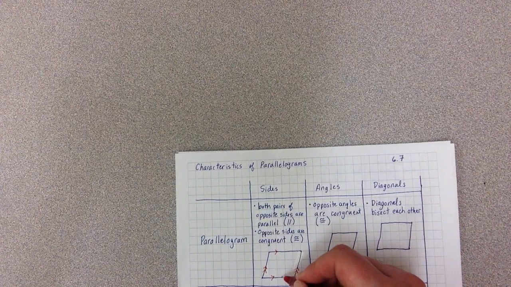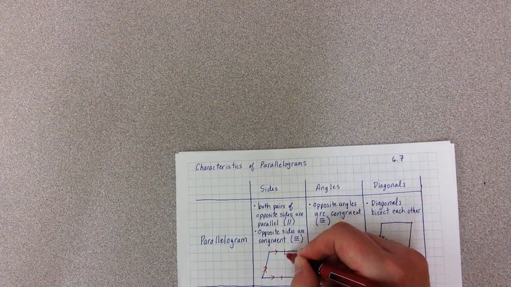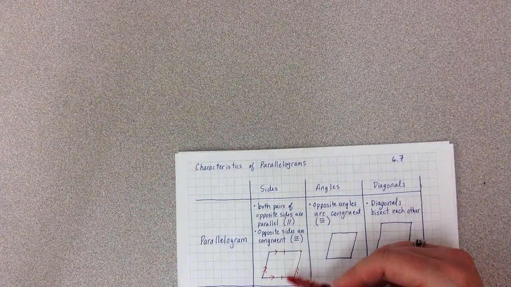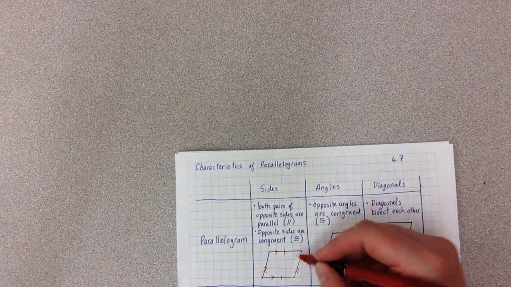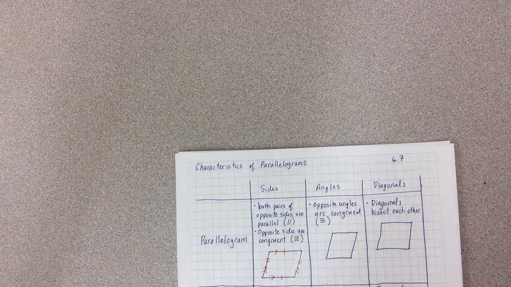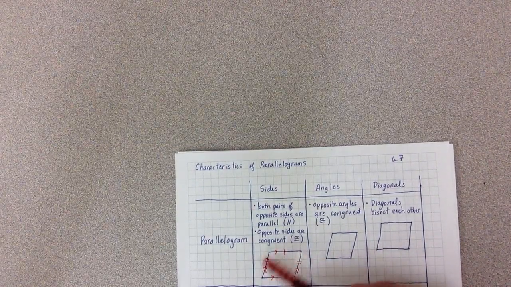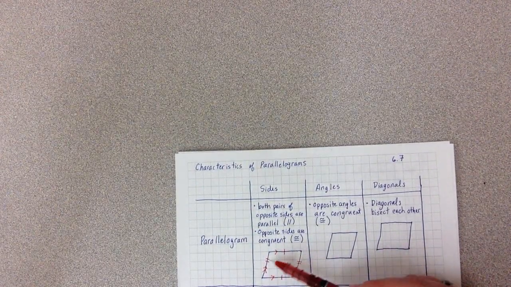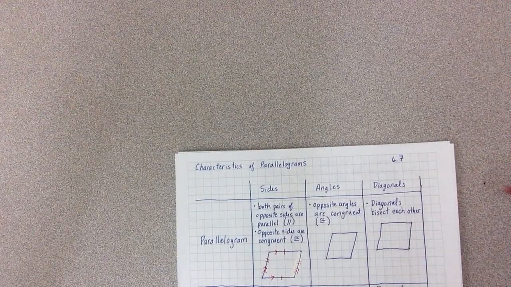And again, you'll remember that congruence we show by these little check marks. So one check mark means these two sides are congruent, and two are going to say these other two sides are congruent. Not that they're congruent to all of them, to each other, just the opposite sides.